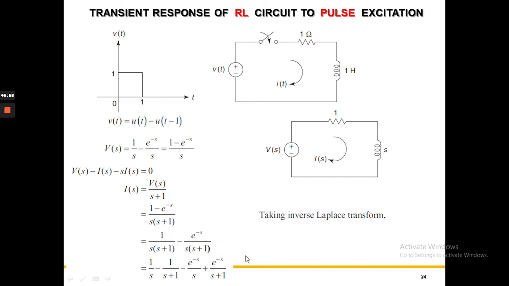Taking the inverse Laplace transform, the inverse Laplace transform of 1 by s is the unit step function. This is the e raised to minus at term, starting at time t equal to 0. Then there is a shifted unit step function and the shifted exponentially decreasing term. This is the expression for the current through the series RL circuit.